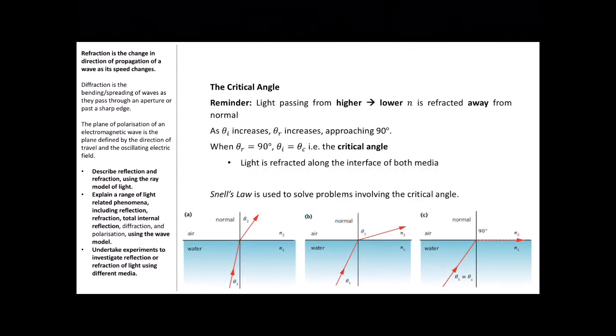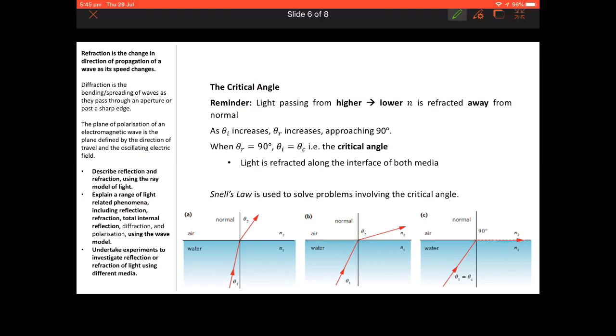So now we'll have a look at the critical angle. Just a reminder that light passing from a higher to a lower refractive index is refracted away from the normal. So we've got a light ray travelling from water into air, and the refractive index of water is bigger than the refractive index of air, so it's going from a higher refractive index into a lower refractive index. So the light will be refracted away from the normal.